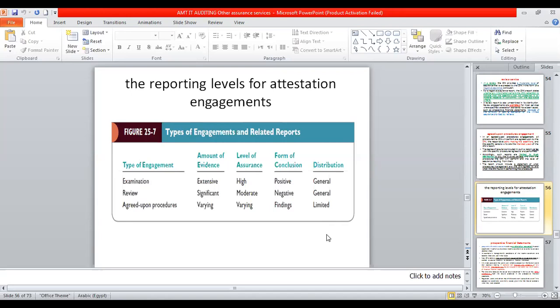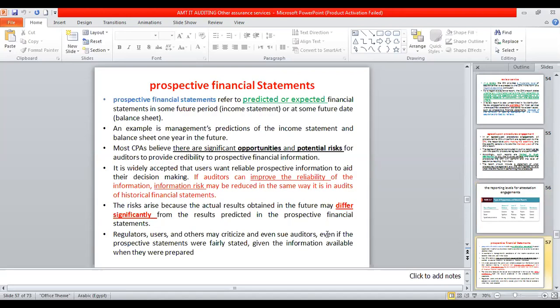Now let's talk about one of the new services that may be provided by the CPA firm, which relates to prospective financial statements. The auditor will also examine prospective financial statements. Prospective financial statements refer to the projected, expected or estimated financial statements related to the future. So the management may present a projected income statement, balance sheet, and cash flow for the forthcoming year.